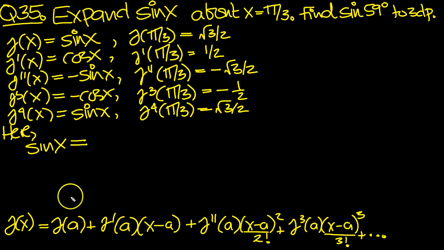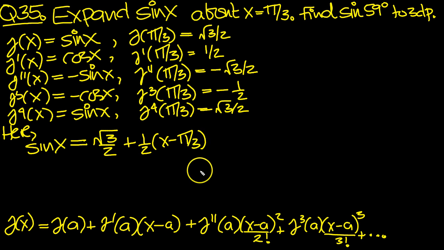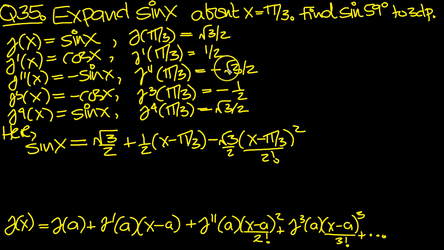is equal to, sine x is equal to f of a, root 3 over 2, plus f dashed, which is a half, x minus a, which is pi over 3. Okay, and then we've got the next term, f double dashed, which is minus root 3 over 2, x minus pi over 3 squared over 2 factorial. So that was that term.